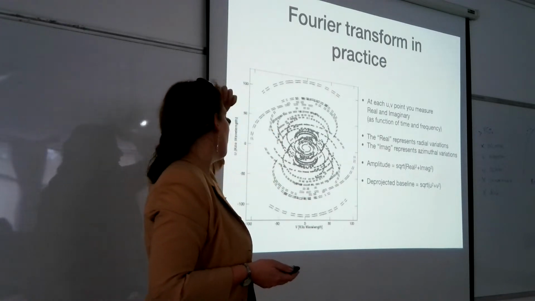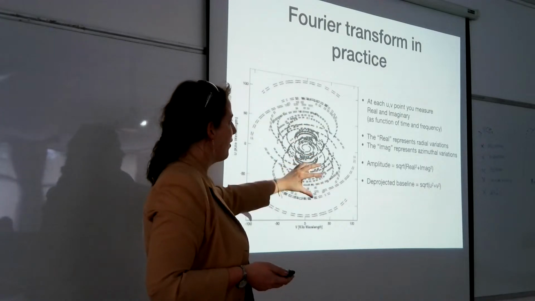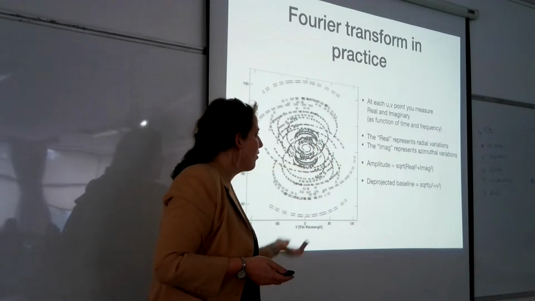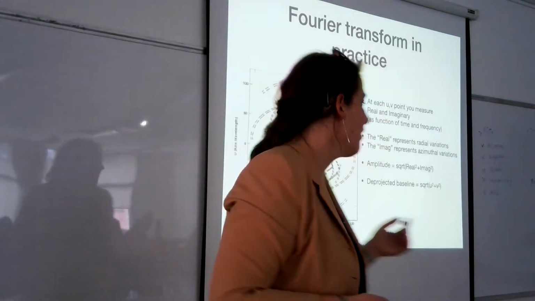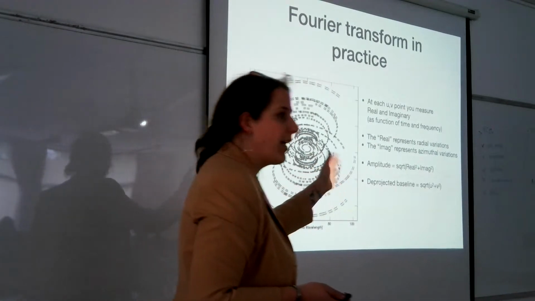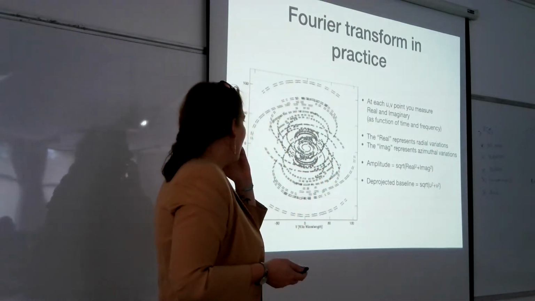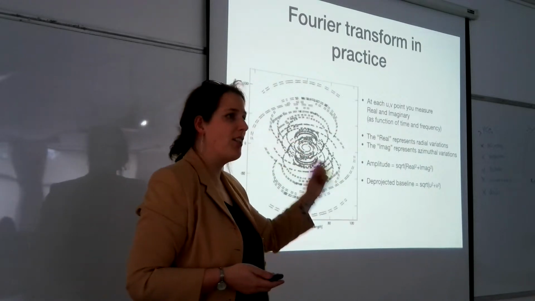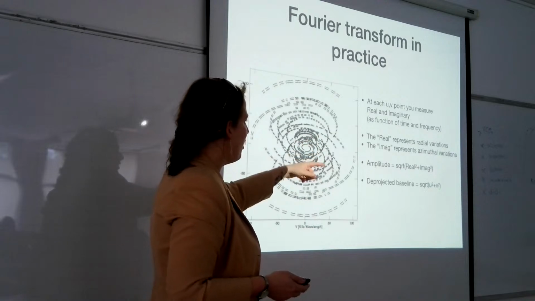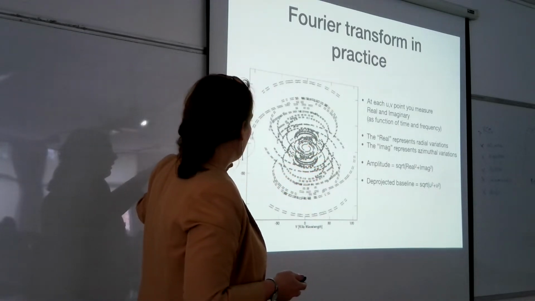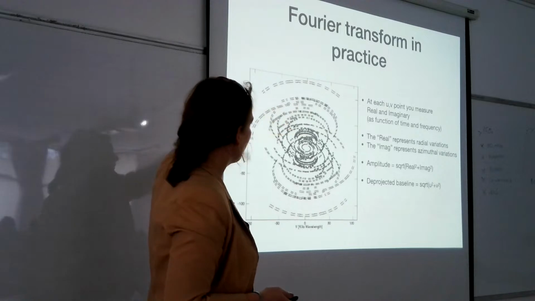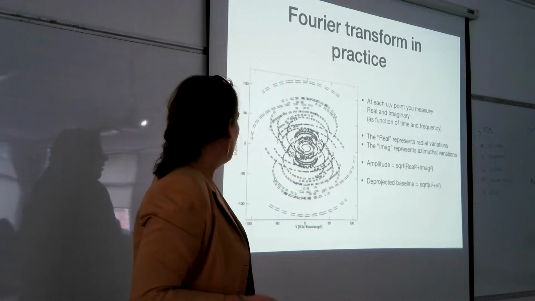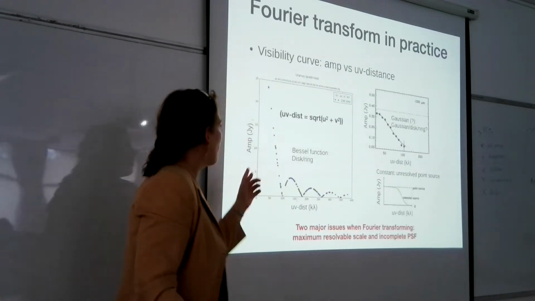Then you can also, instead of looking at these separate visibilities, combine them in amplitude. That's the square root of real squared plus imaginary squared. All the software calculates this for you automatically. And your baseline in one direction is essentially the square root of u squared plus v squared. So in that case, you have your visibility not as a 2D plot, but as a 1D one. Yeah, I have some examples of that here.